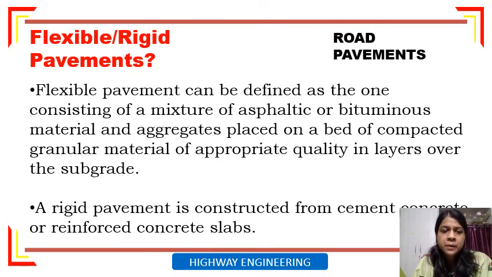And rigid pavement is made up of cement and concrete. As we all know, cement concrete is rigid in nature. There is no elasticity in a cement concrete road or cement concrete material. That's why the roads made up of cement and concrete are called rigid pavement, and the roads made up of bitumen and aggregate material are called flexible pavement.